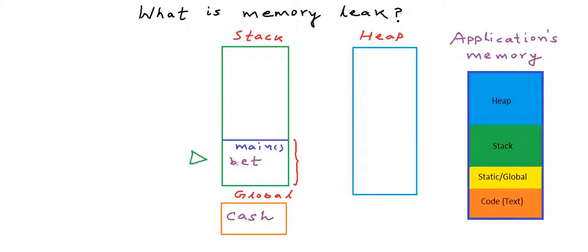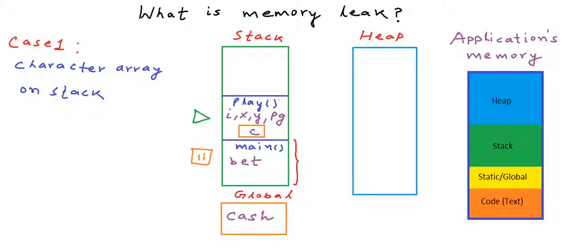What really happens when a function makes a call to another function is that the calling function is paused and memory is allocated for the execution of the called function. So main will pause and play will start executing, and play will go on top of main in the stack. We had a couple of local variables in play. All will go in this stack frame: I, X, Y, player's guess. And for case 1, when we had the character array C on the stack itself, so it was not created using a call to malloc, the character array C will also sit in this stack frame.